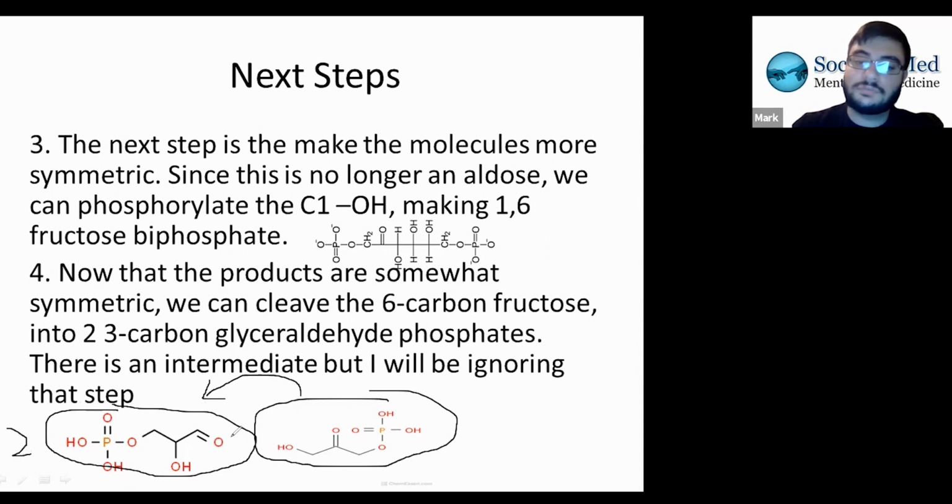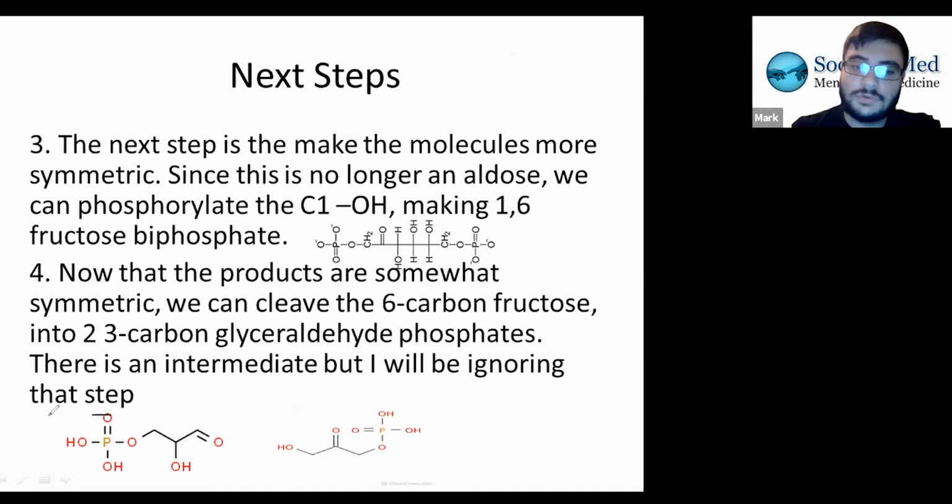Initially you get 2 slightly different molecules, but then one of them just gets immediately converted into the other one. So that's why I didn't bother with the intermediate, but I just think you guys should know that. Okay, so in the end, you have 2 of these.